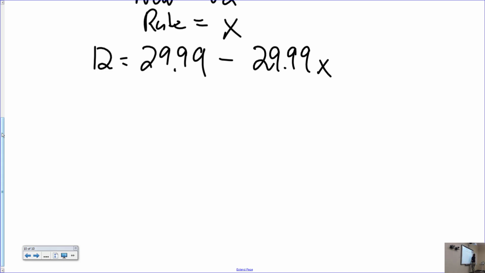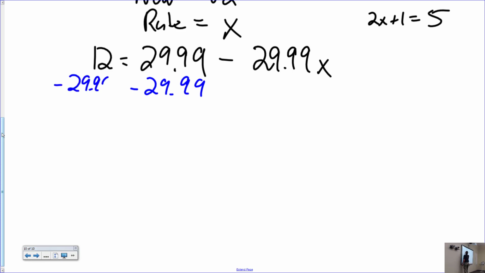Remember, if I gave you this problem, 2x plus 1 equals 5, you're not going to divide by 2 first, right? You're going to subtract the 1 first. Same concept here. So we're going to subtract $29.99. This is why it's always good to review a little bit of algebra. And again, you get to use your calculator, so by all means, punch it out: 12 minus $29.99.